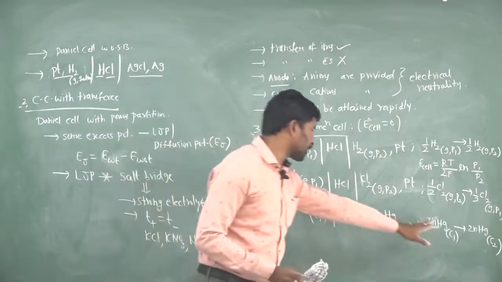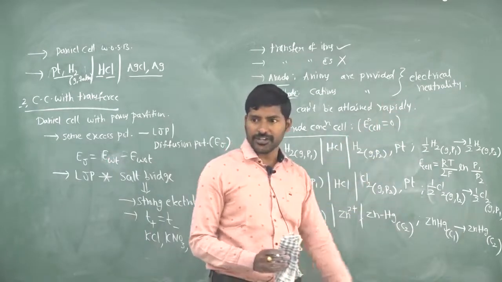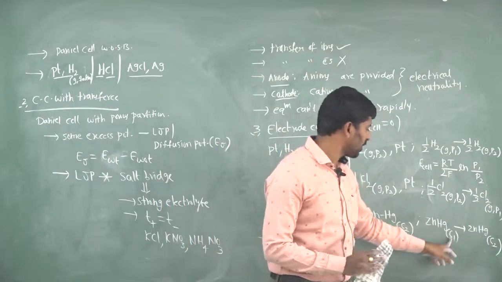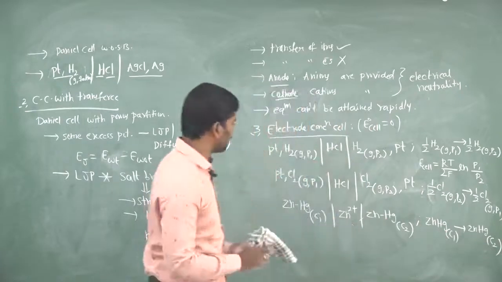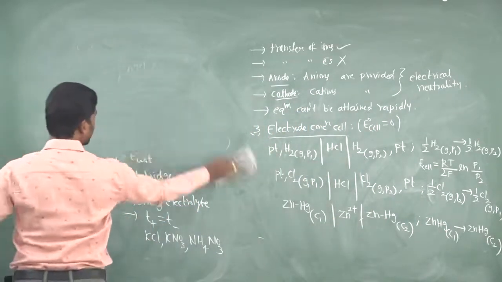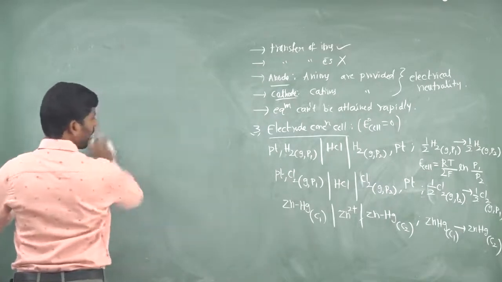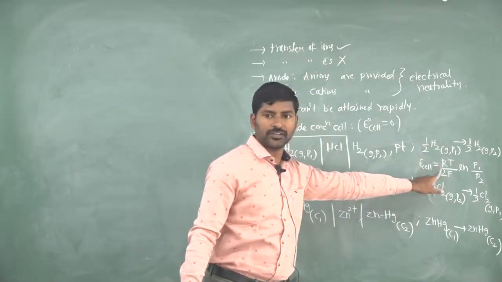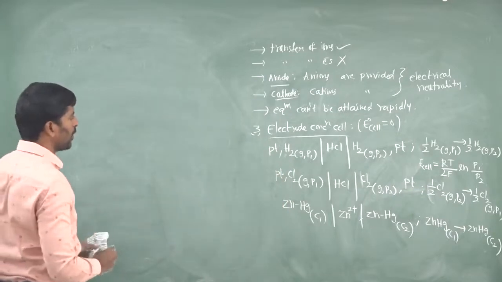So once you know the electrode reaction, you can verify all the remaining, and we can get the cell potential equation if you substitute in the Nernst equation. When C1 is greater than C2, this reaction is spontaneous. This is the electrode concentration cell. And the value of 2.303 RT by F is 0.059. While we are solving problems, we have to take 2.303 RT by F as 0.059.